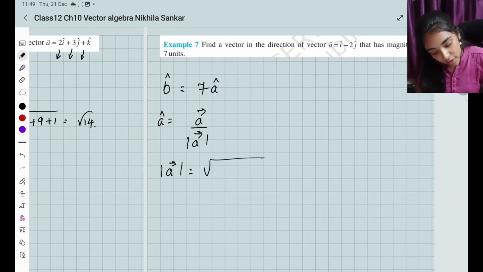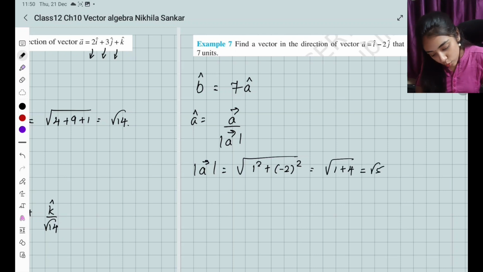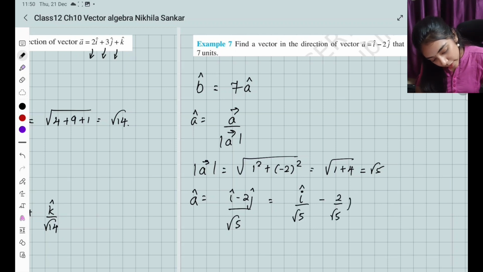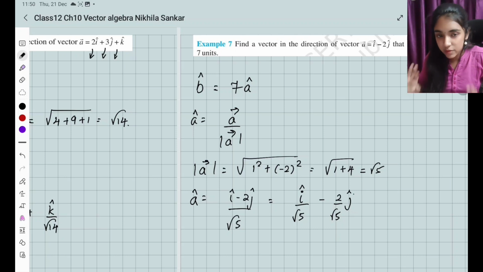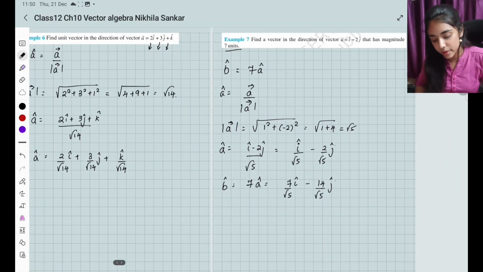It is going to be square root of, I have 1, minus 2. So, it is going to be 1 square plus minus 2 the whole square, which is going to be square root of 1 plus 4, which is going to be root 5. இப்போ a cap என்ன? It is going to be a, which is i cap minus 2j cap divided by root 5. This is going to be i cap divided by root 5 minus 2 by root 5 times j cap. So, I found my a cap. இது வந்து unit vector. But இதை விட 7 units magnitudeல இருக்கிறது என்ன? I need to find that. So, b cap is going to be 7 times a cap, which is going to be 7 i cap divided by root 5 minus 7 2s are 14 divided by root 5 times j cap. Okay? Please copy.